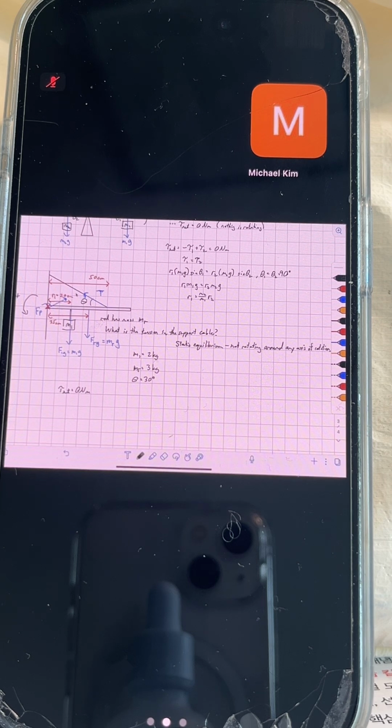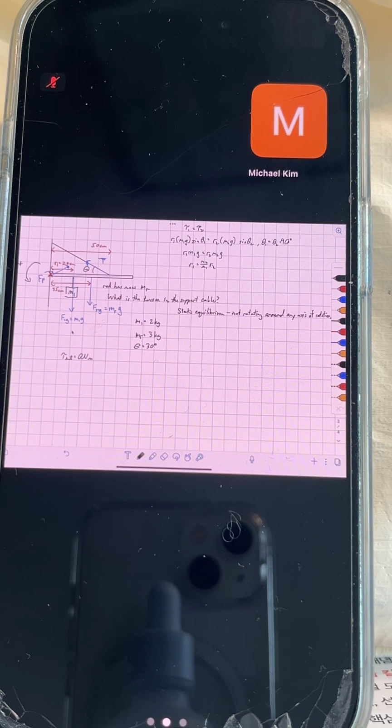And then what can I see? I can see this tension is going to be a positive torque. Both of these forces of gravity are going to be negative torques. And so I have R tension times the force of tension times sine of theta, minus R of the rod times F rod gravity times sine of theta of the rod, minus R of the box times the force of gravity on the box. And I know this has to be zero.